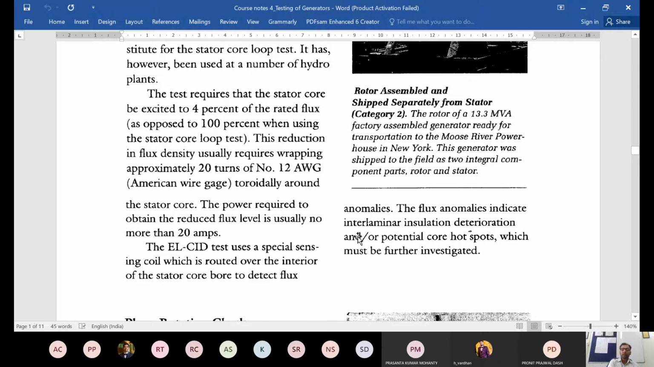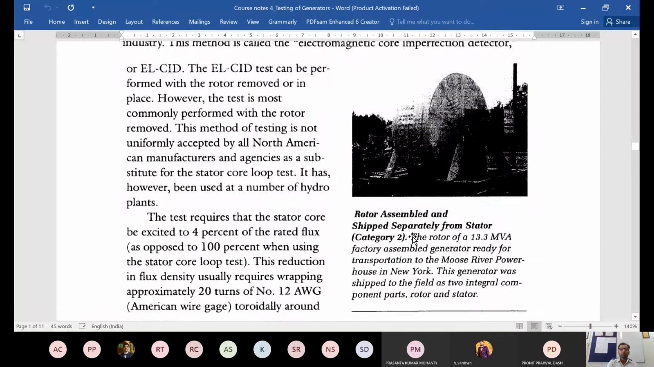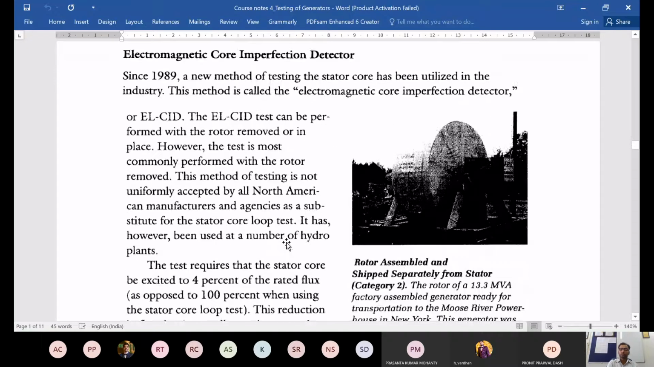And the flux anomalies indicate interlaminar insulation deterioration and potential core hotspots, which must be further investigated. So it is a very less invasive technique, a very simple technique, and with that special sensing coil, you can easily identify, along the inner periphery of the stator core, if some interlaminar insulation is deteriorating and some hotspot is liable to form. So this is more common these days, the ELCID test.